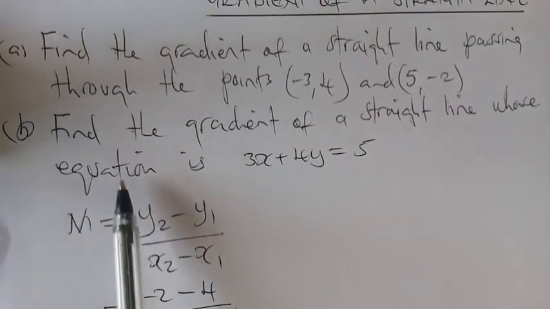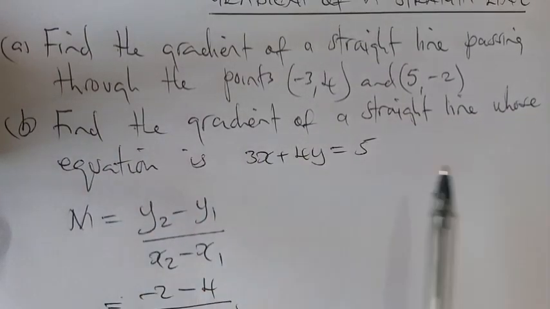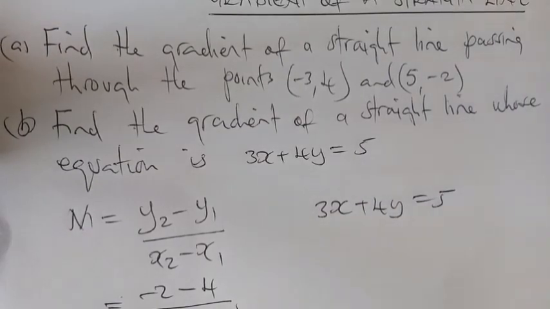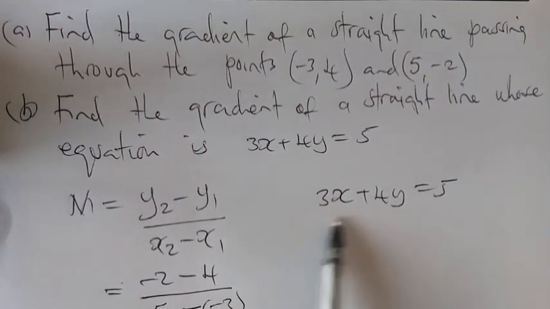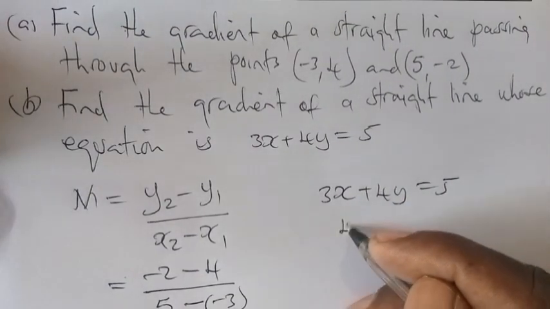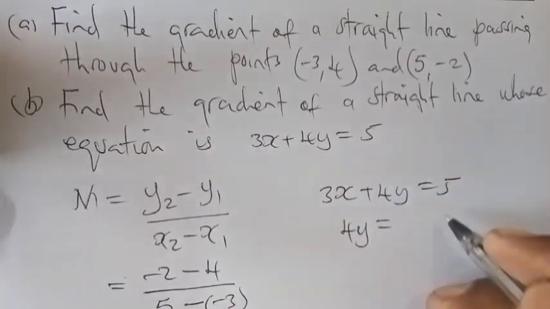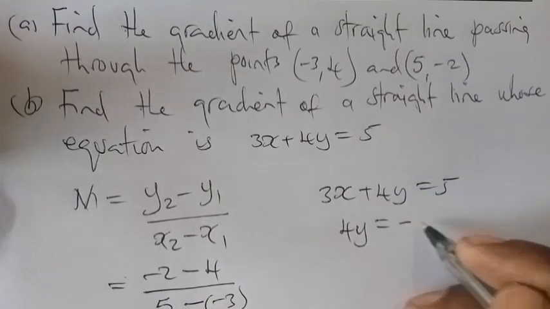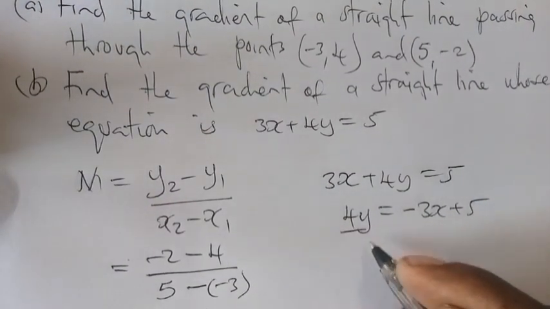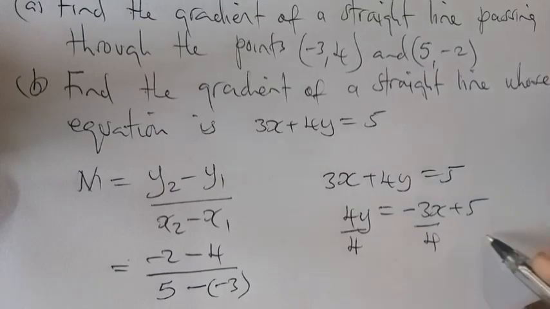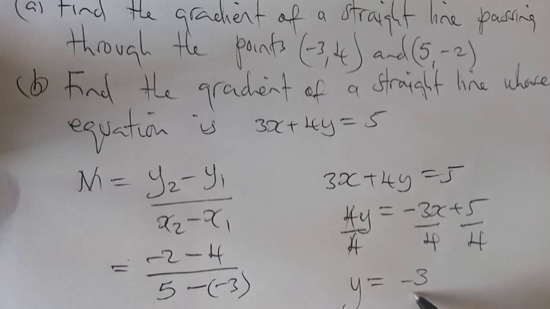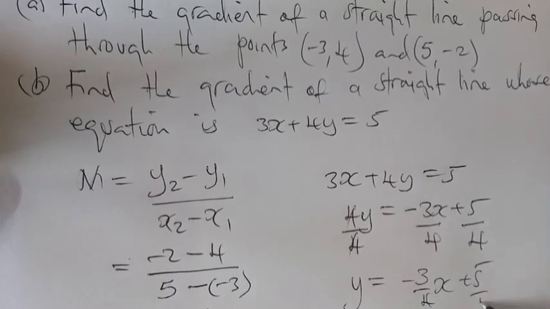In the second situation, the equation of a straight line is given as 3x plus 4y is equal to 5. To get the gradient, we make y the subject of the formula. To make y the subject, we are going to remain with 4y this side, and the other side we are going to take the 3x, which becomes minus 3x plus 5. Since we are making y the subject of the formula, we divide here by 4 and also there by 4. So our y is going to be equal to minus 3 over 4 x plus 5 over 4.